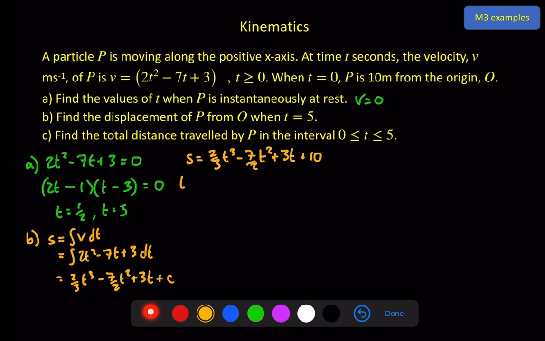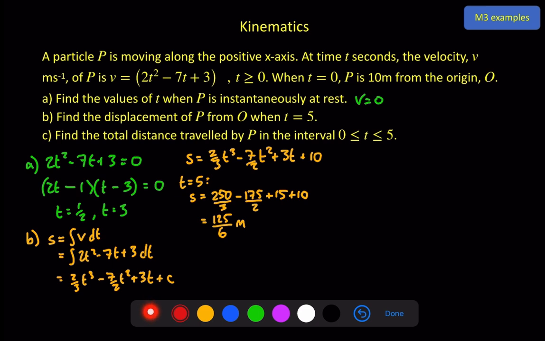Now we just substitute in when t is equal to 5, and that gives us s is equal to 250 over 3 minus 175 over 2 plus 15 plus 10, which is 125 over 6 meters. Find the total distance travelled by P in the interval from 0 to 5. Now we have to be a bit careful here because we want the total distance, not the displacement when t is equal to 5. We've already got that.